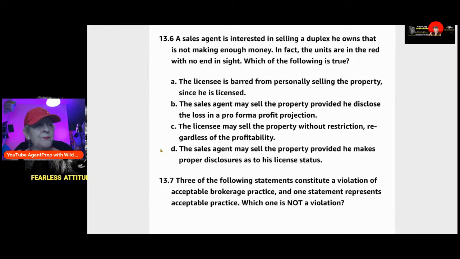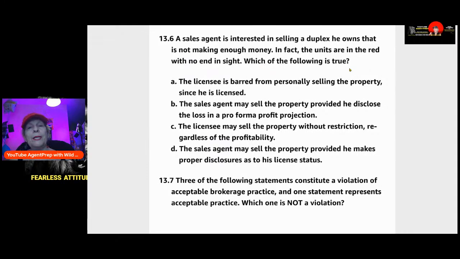Number 6, a sales agent is interested in selling a duplex. What's a duplex? You have 2 units, right? Connected. He owns a duplex that is not making enough money. In fact, the units are in the red, which means negative cash flow, right? They owe money with no end in sight. So it can be a money pit.